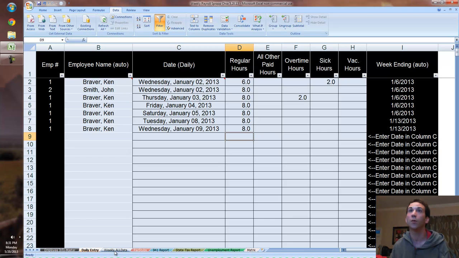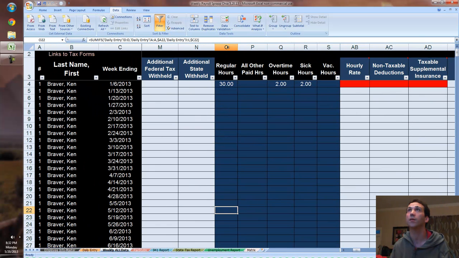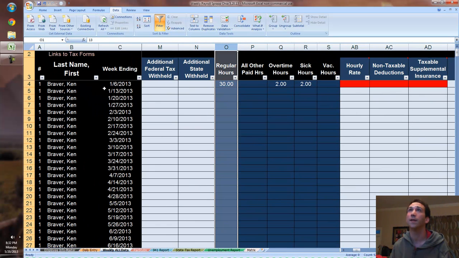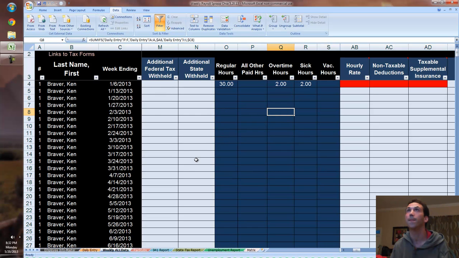All this will roll into what's called the weekly all data sheet. In the weekly all data sheet, you have all the information that's going to be the core build up to your pay stub and to all of your reports. So this area here, where it says regular hours, these are my hours for this period of 1/6/2013. Usually you're going to be doing only one pay period at a time, so it's a good idea to use these filters that I have up here.